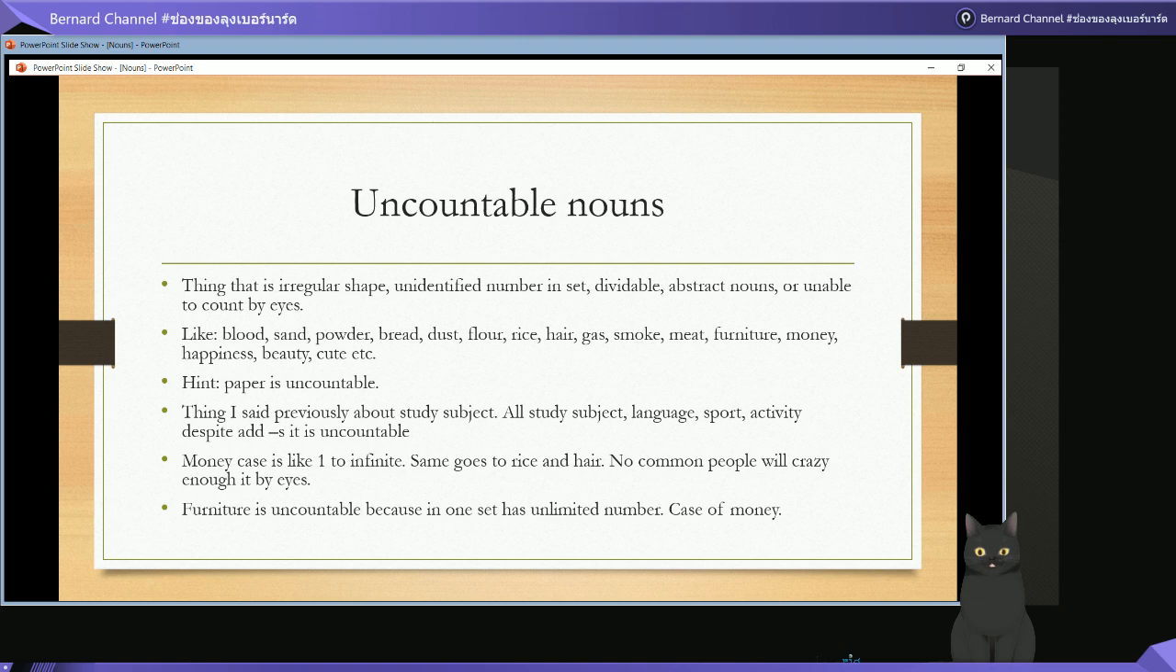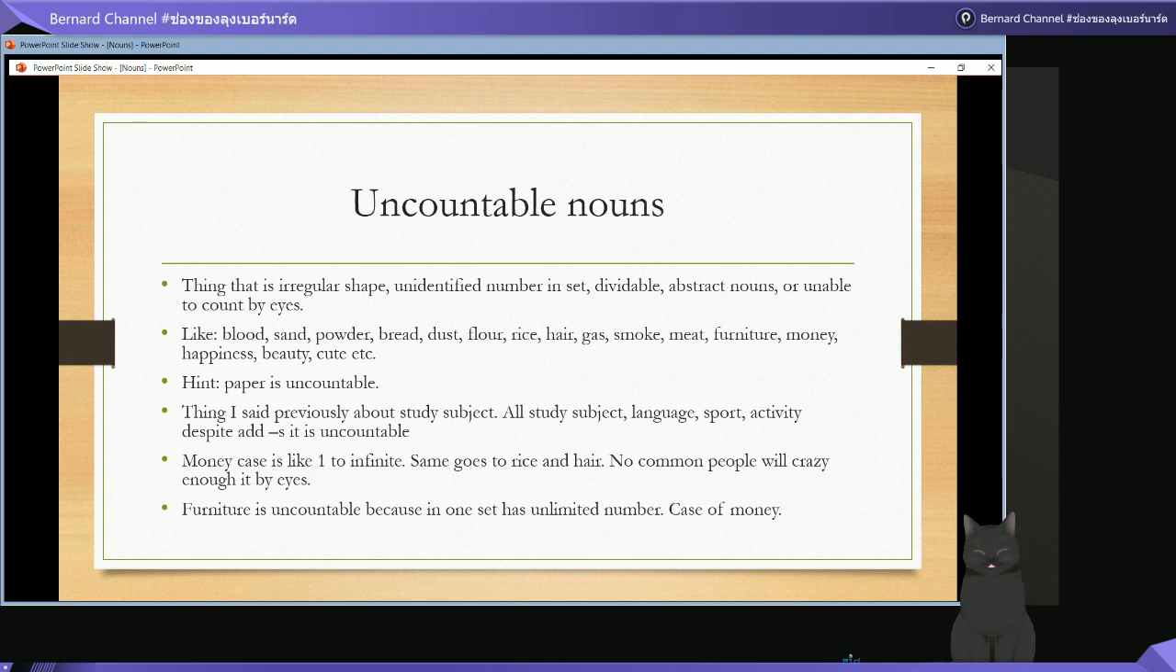Okay, I'm gonna give you the examples of the uncountable noun: blood, sand, powder, bread, dust, flour, rice, hair, gas, smoke, meat, furniture, money, happiness, beauty, cute. Yes, these are examples of the uncountable noun.